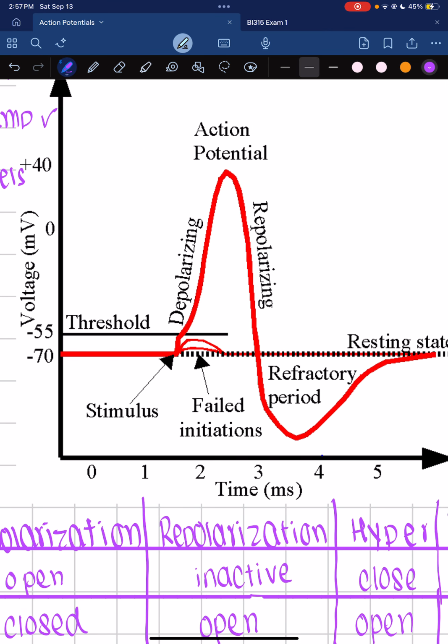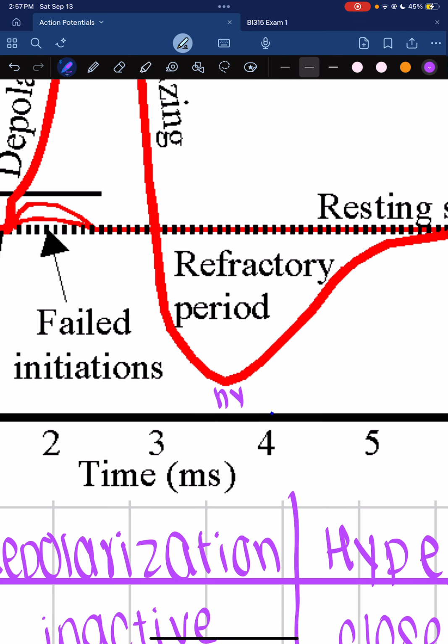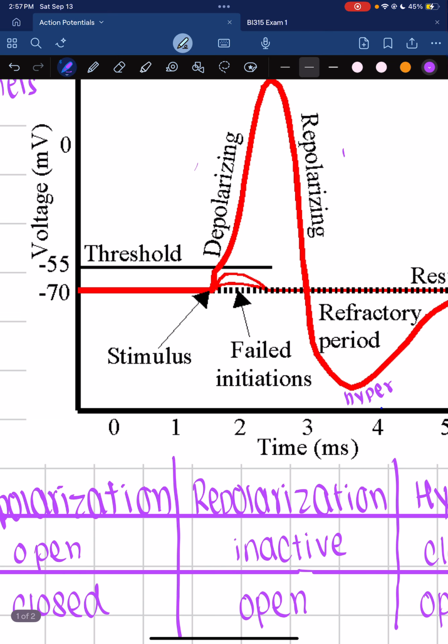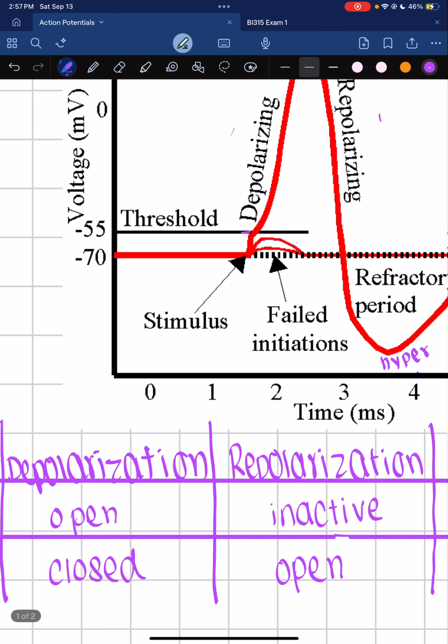Now let's walk through the phases of the action potential step by step. Think of it as a sequence. There's the resting membrane potential, a depolarization phase, a repolarization phase, a hyperpolarization phase, and then it goes back to its resting state. So let's start at the beginning. When a stimulus is strong enough to bring the membrane to the threshold, which is approximately negative 55 millivolts, something important happens. The voltage-gated sodium channels open.